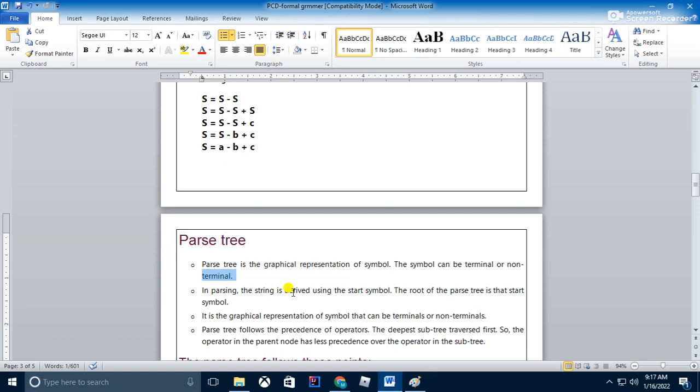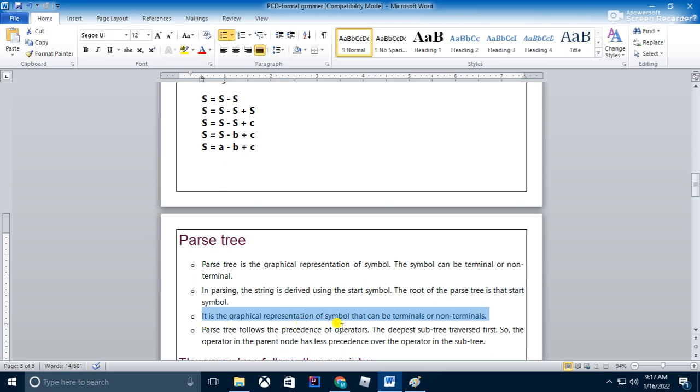So in parsing, string is derived using the start symbol. The root of the parse tree is the start symbol. It is a graphical representation of symbols that can be terminal or non-terminal. So those symbols may be terminals and those symbols can be non-terminals also.